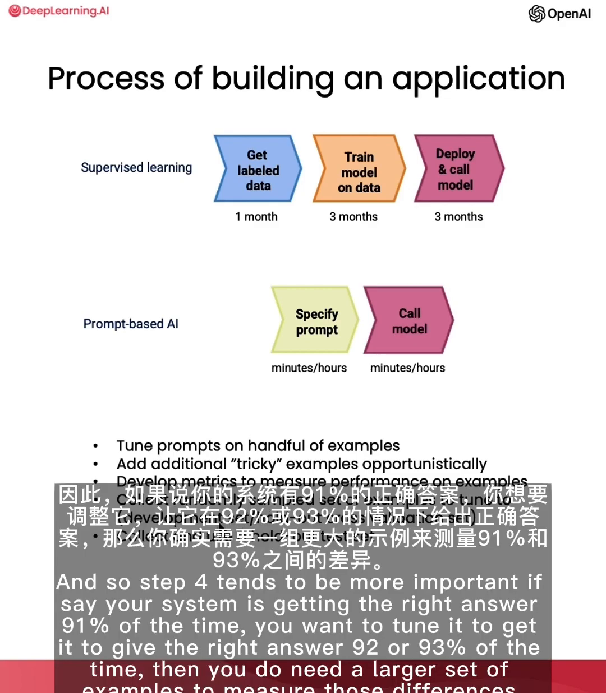And so step 4 tends to be more important if, say, your system is getting the right answer 91% of the time, and you want to tune it to get it to give the right answer 92 or 93% of the time. Then you do need a larger set of examples to measure those differences between 91 and 93% performance.